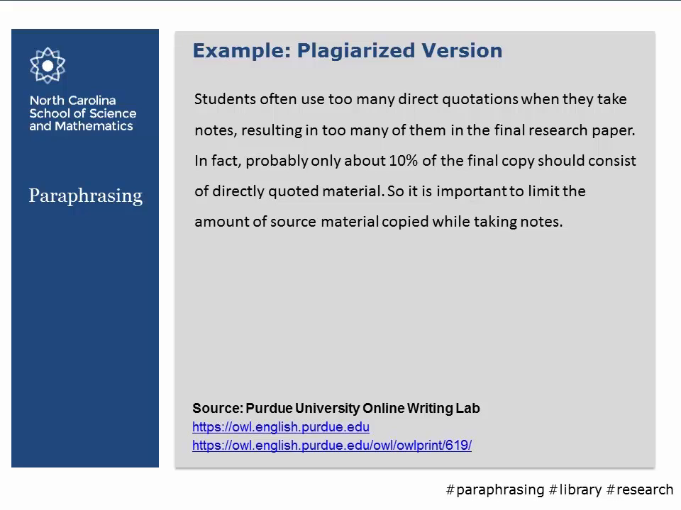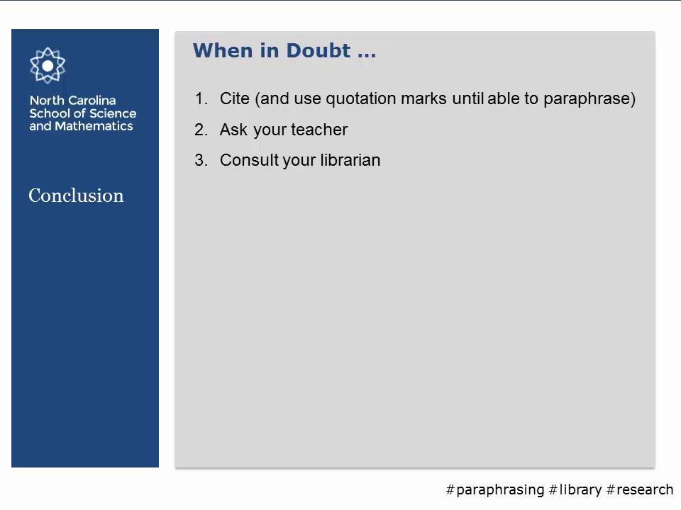Students often use too many direct quotations when they take notes, resulting in too many of them in the final research paper. In fact, probably only 10% of the final copy should consist of directly quoted material. So it is important to limit the amount of source material copied while taking notes. Note that there are no quotation marks used on this passage. This makes it plagiarized. When in doubt, cite, and use quotation marks if you must. Ask your teacher or consult a librarian.